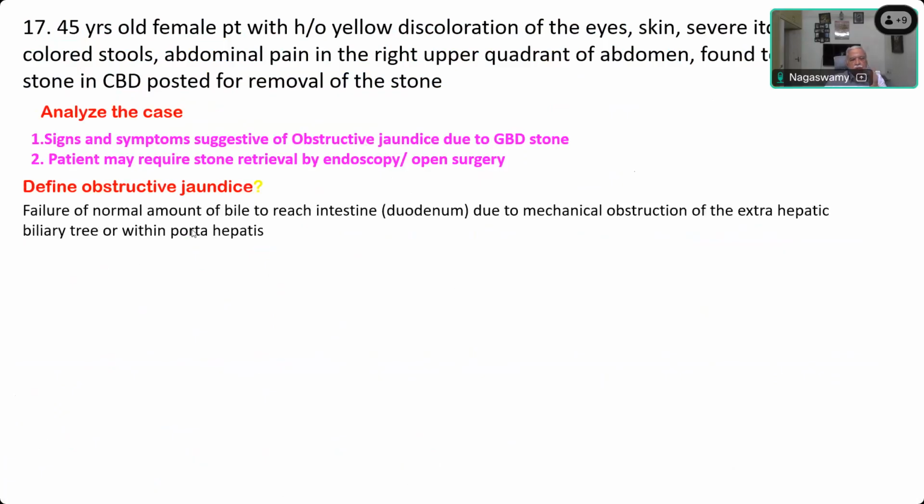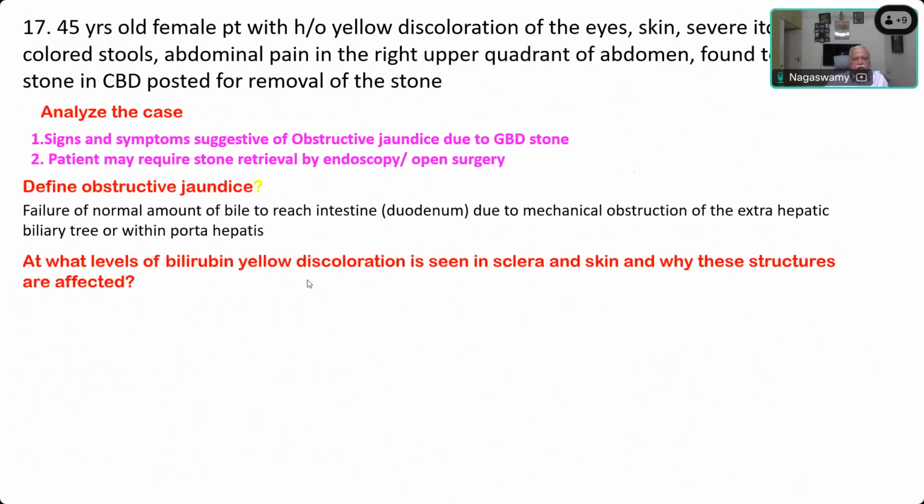The failure of a normal amount of bile to reach the intestine due to mechanical obstruction of the extrahepatic biliary tree or within the porta hepatis. Okay, that is the definition. So bile is not able to reach the duodenum, and that is getting reflected back into the circulation. So we don't talk about the values of conjugated or unconjugated bilirubin. It is a failure of a normal amount of bile to reach the intestine due to mechanical obstruction of the extrahepatic biliary tree or within the porta hepatis.